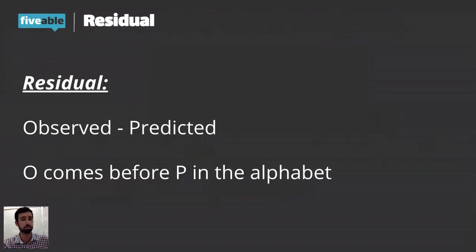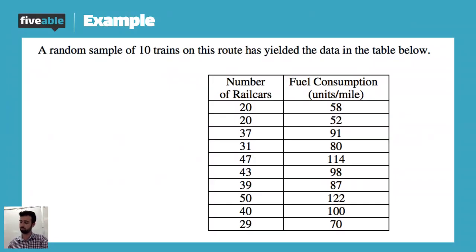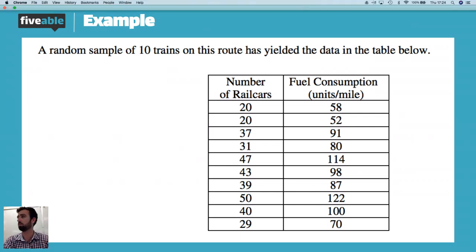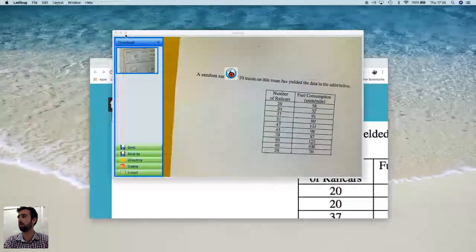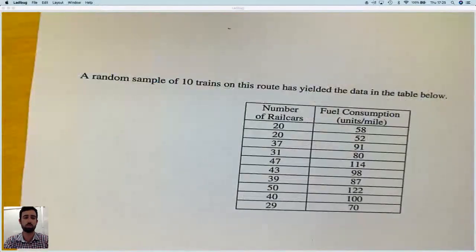Let's try an example together. So let's look at our example. And if you have your calculator available, go ahead and take that out. That's going to come in handy. This is an AP problem. It is from 2015, I believe. No, 2005. Sorry, 2005.